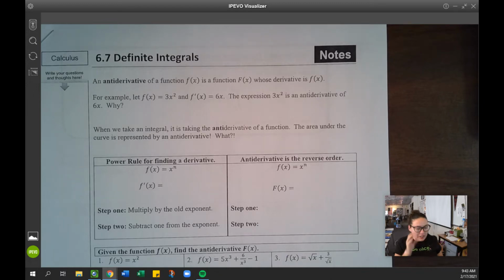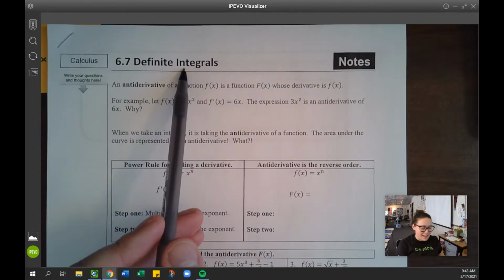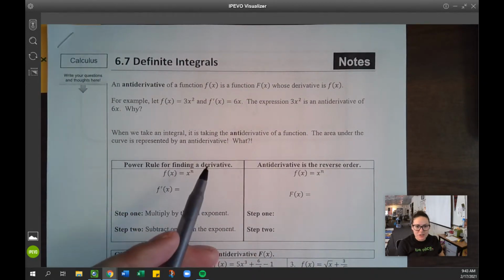All right, we are going to get started with the 6-7 notes, and this is a big lesson. I hope you guys enjoyed your snow day.